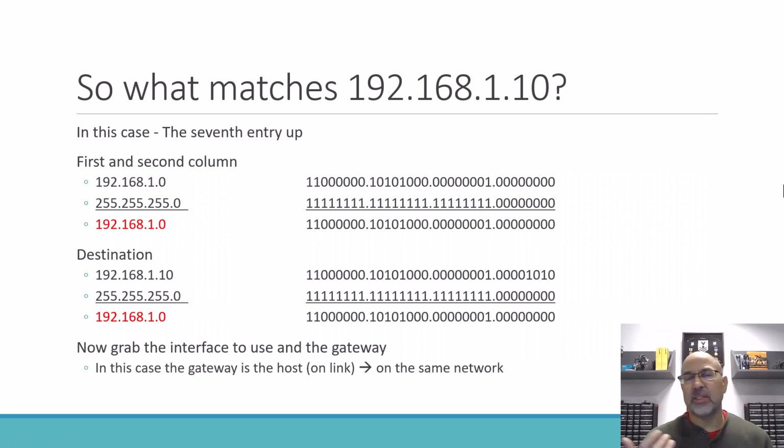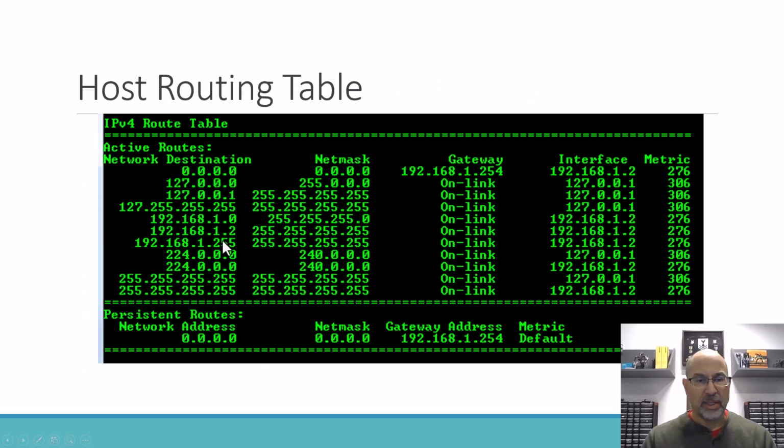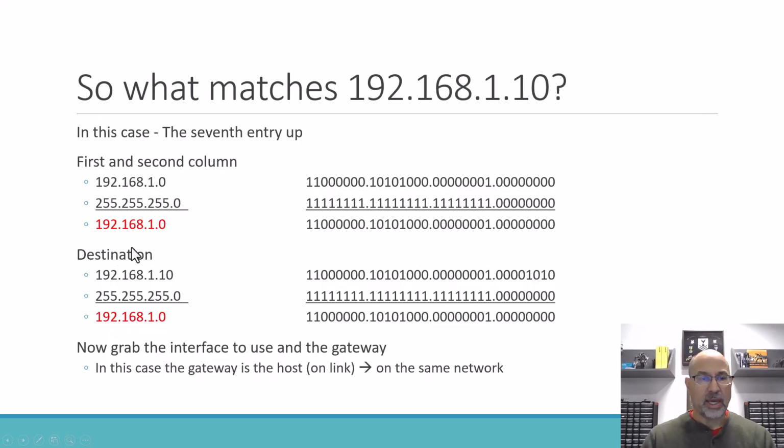In this case, it's the seventh entry up. So again, we're going to take the first column and the second column and AND those together. So just a reminder, that's this entry here and the mask. And we're going to AND those together. And it turns out we get this as a result, 192.168.1.0. Well, here's the binary ANDing process. That's what that looks like.